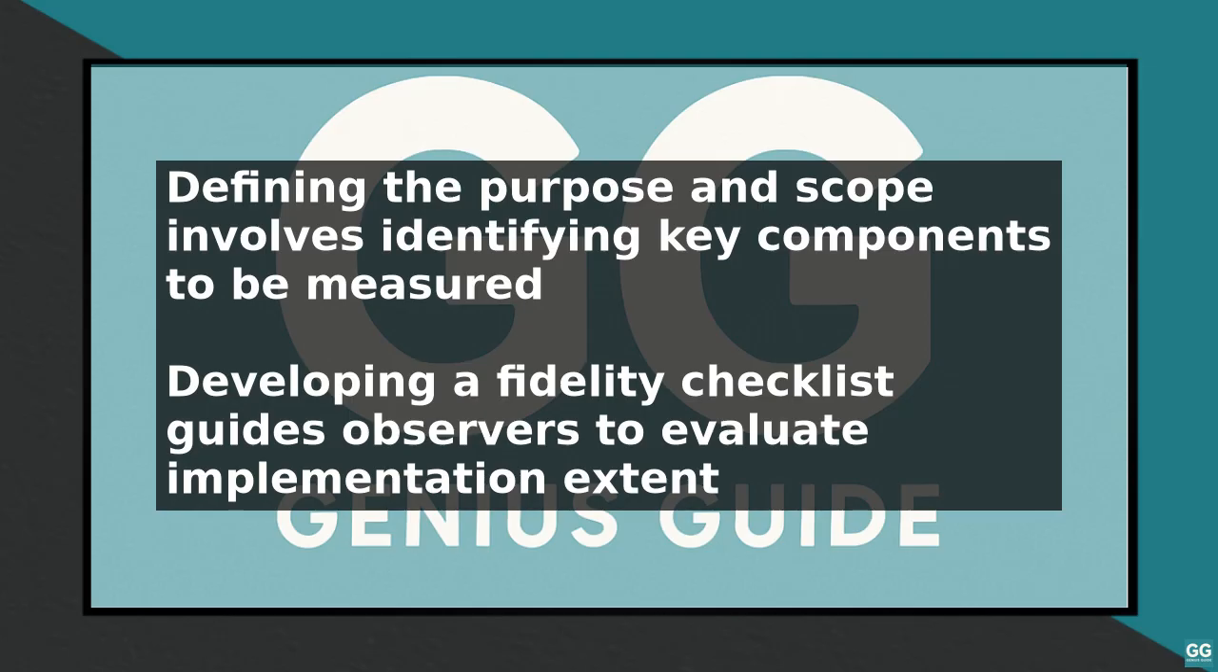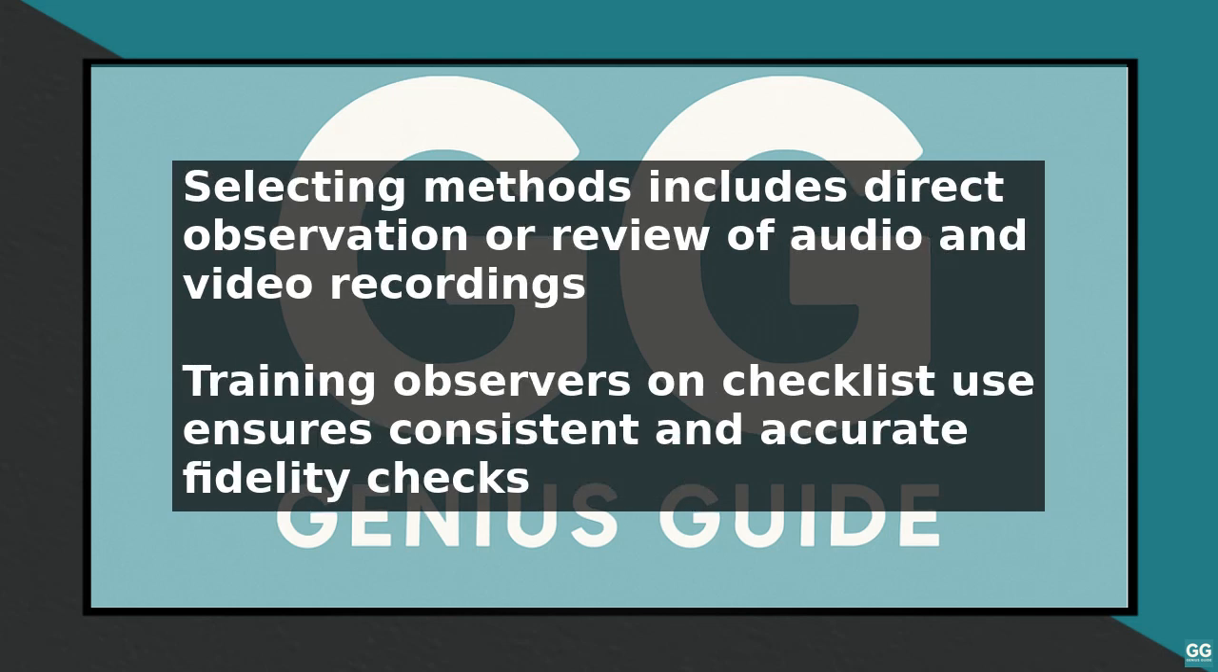The fourth step is to train the observers or raters on the use of the fidelity checklist and the methods for conducting the fidelity check. This step is crucial to ensure that the fidelity checks are conducted consistently and accurately. The fifth step is to conduct the fidelity check, which involves observing or reviewing the implementation of the intervention and completing the fidelity checklist. This step provides valuable information on the extent to which the intervention is being implemented as intended.